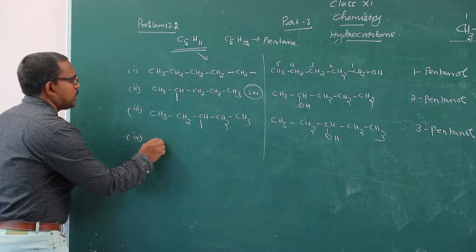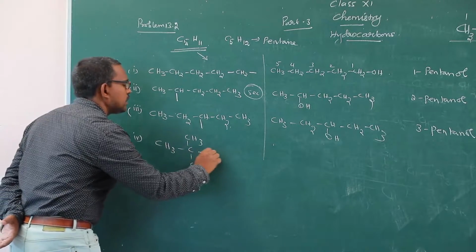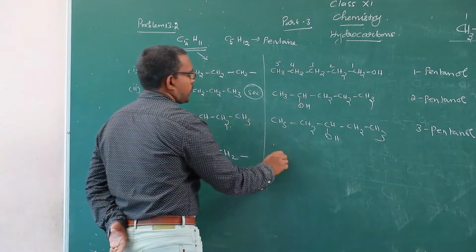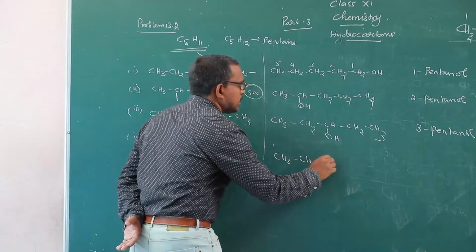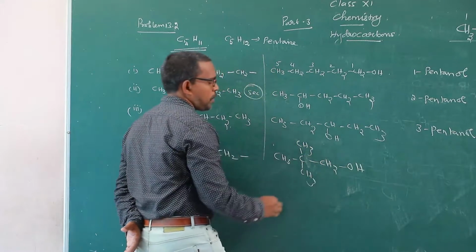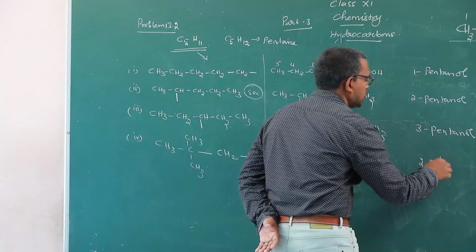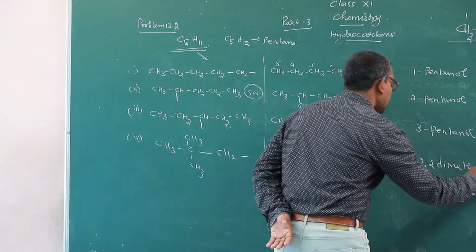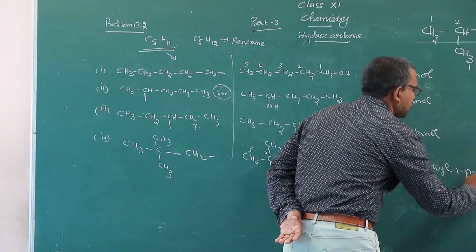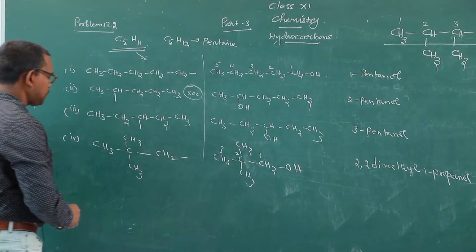And another compound is written like this: CH3, C, CH3, CH3, CH2, totally 5 carbons, with the alcohol CH3, C, CH3, CH3, CH2OH. Numbering the carbon 1, 2, 3, there are two methyl groups at the 2 position, so 2,2-dimethyl. The name is 2,2-dimethyl-1-propanol.